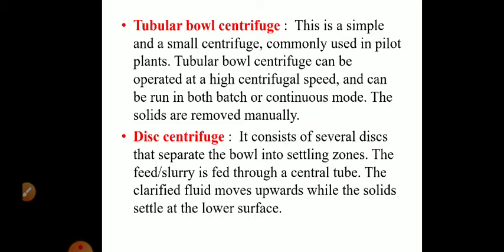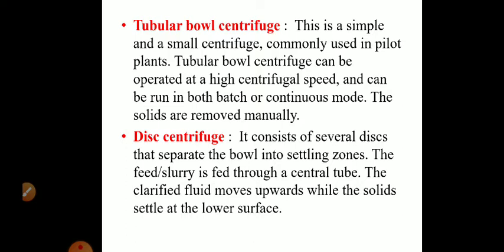The tubular bowl centrifuge can be operated at a very high centrifugal speed and can be run in both batch-wise manner or continuous manner. And the solids that settle down are separated manually. So the tubular bowl centrifuge is a simple small centrifuge commonly used in pilot plants, can be operated at a high centrifugal speed and can be run in both batch or continuous mode, and the solids that settle down are removed manually.